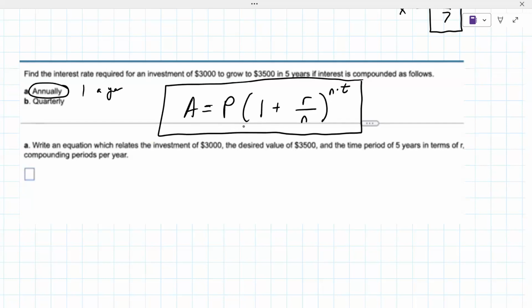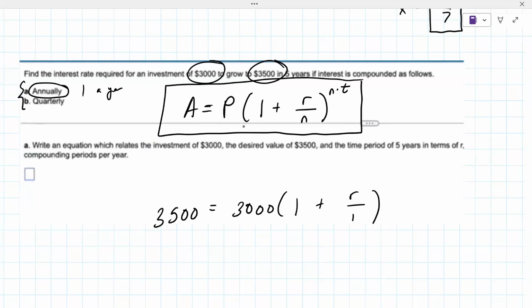Okay. So we're starting with 3,000. We want to get to 3,500. So 3,500 is where we're hoping to get to. That's A. We're starting with 3,000. And the interest rate is what we don't know. n is 1. That's what these mean. These are the values of n. n equals 1, to the 1 times 5 power.